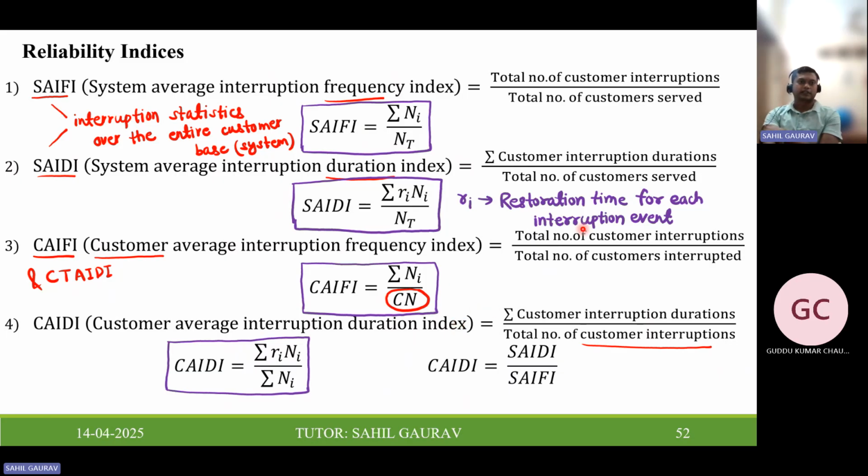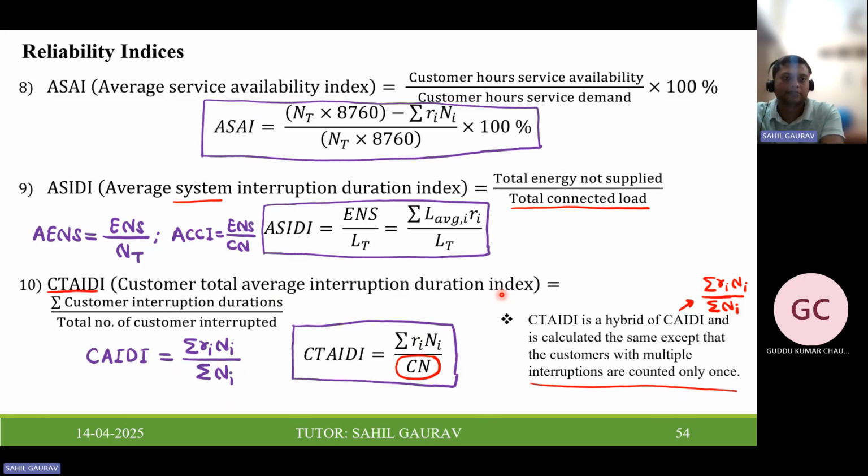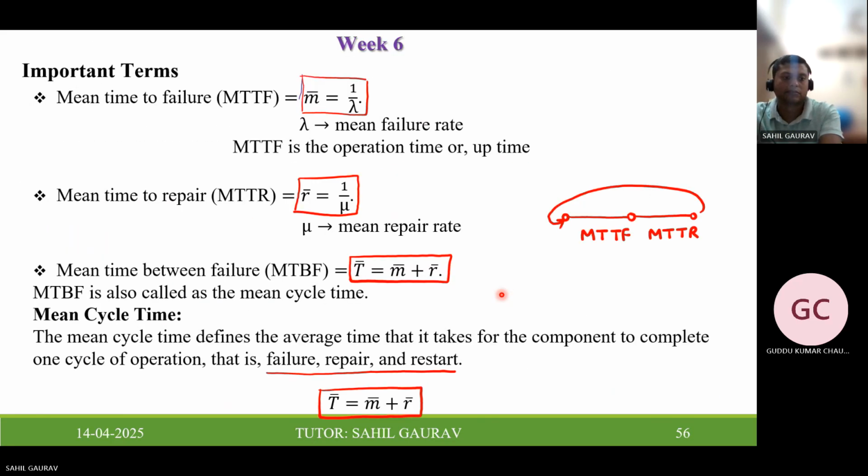Now let us see the reliability indices. You have to memorize these. SAIFI is the ratio of sigma Ni upon Nt, and SAIDI is sigma Ri Ni upon Nt. CAIFI is sigma Ni upon Cn, and CAIDI means sigma Ri Ni upon sigma Ni. So just go through these reliability indices. So this is about big five.